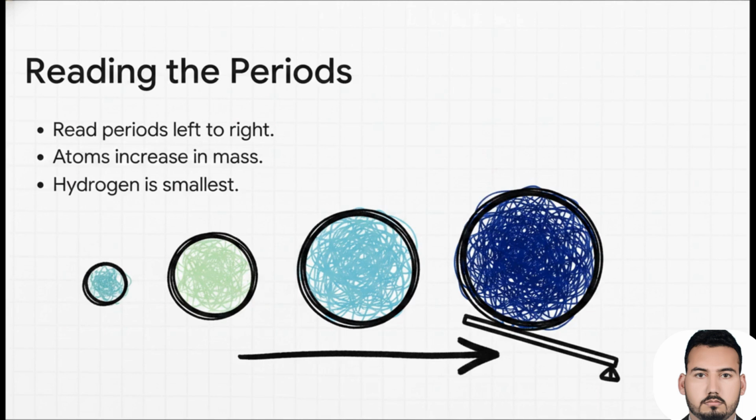As you read across each period from left to right, the atoms systematically increase in mass. It starts with hydrogen, which has the absolute smallest mass, and steps up to slightly heavier helium, then lithium, and so on, straight across the row. It's just this incredibly elegant way to bring strict mathematical order to the physical world.